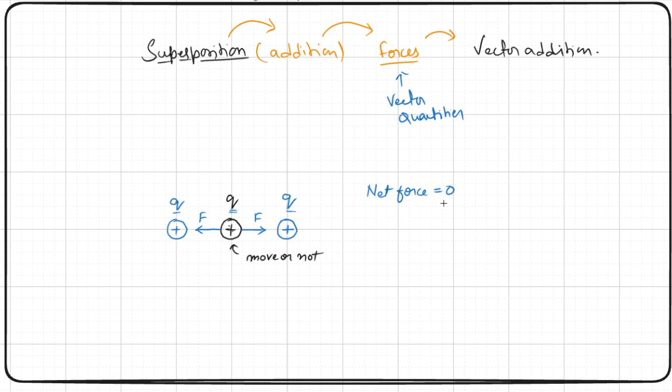So when we were saying that this charge will not move, what we are actually doing is vector addition in our mind. We are superpositioning forces on this charge and then finding whether it will move or not, because it will experience the same force from both sides. It is not going to move, and the reason is that there is no net force.